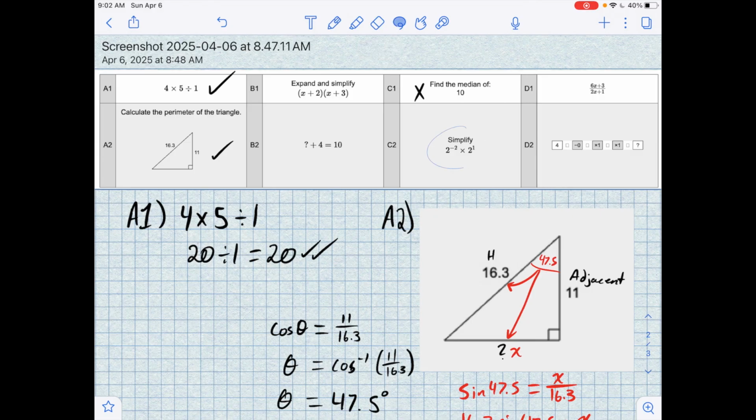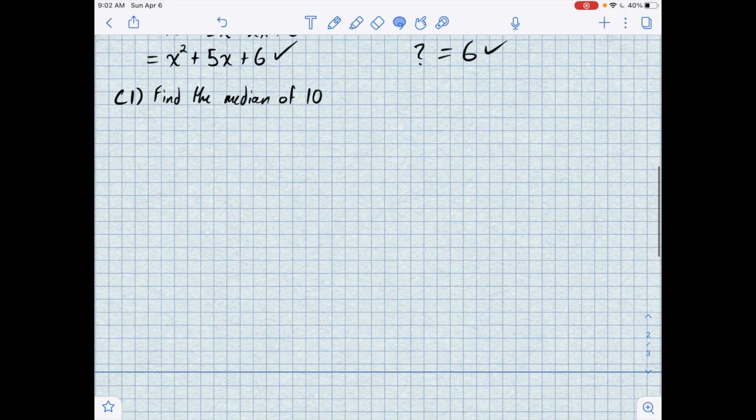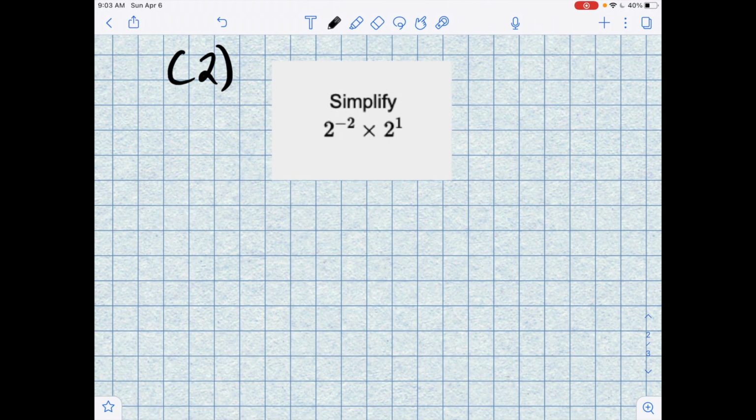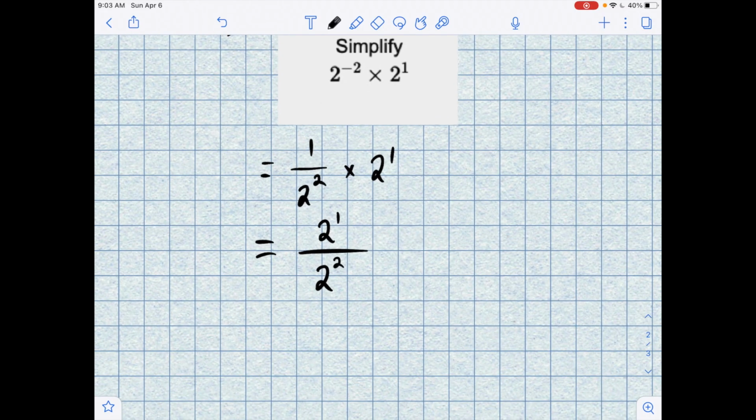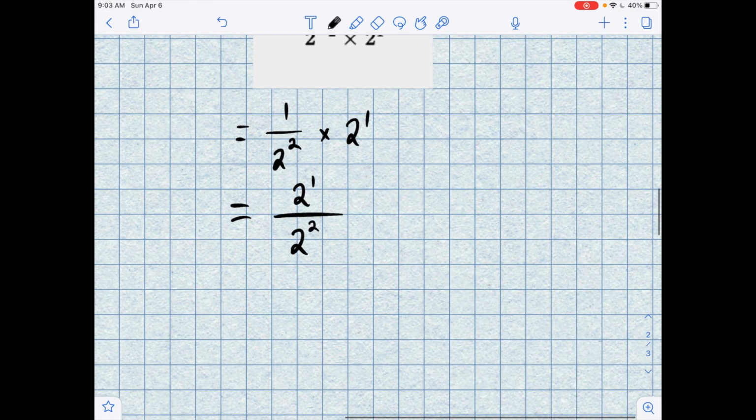C2, simplify this. All right, I think I should be able to do this. So simplify 2 to the power of negative 2 times 2 to the power of 1. Well, I can say 2 to the power of negative 2 is the same thing as 1 over 2 to the power of 2. And now you're multiplying it by 2 to the power of 1. It's the same thing as 2 to the power of 1 over 2 to the power of 2. And then these will cancel out, so we can actually subtract the exponents. This will go down to 0, because we're taking off 1. This will go down to 1.